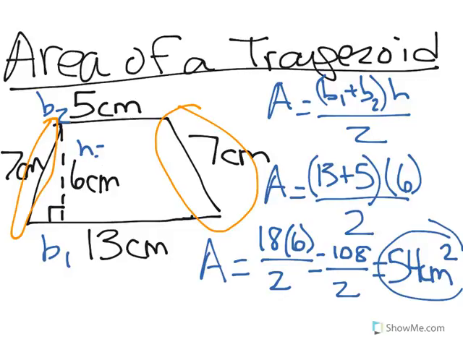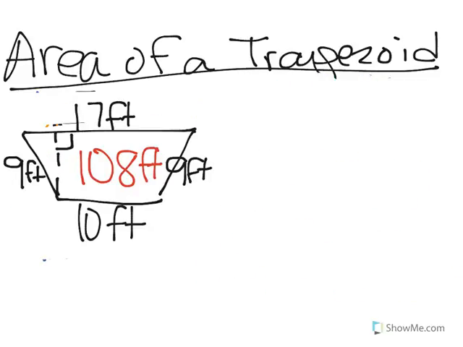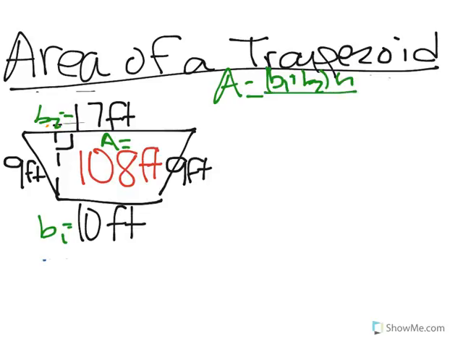Okay, I'm going to try another example. In this example, it gives us our base 1. It gives us our base 2. It gives us our area, but it does not give us our height. So it's asking us for height. So we first write down our formula. The formula is area equals base 1 plus base 2 times the height divided by 2.